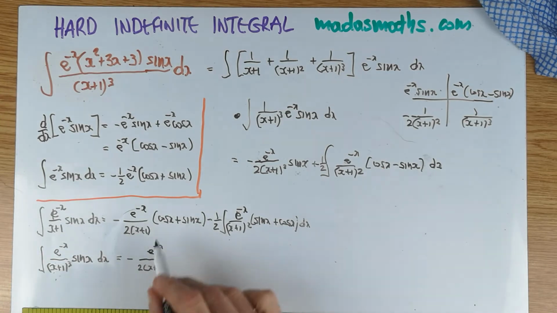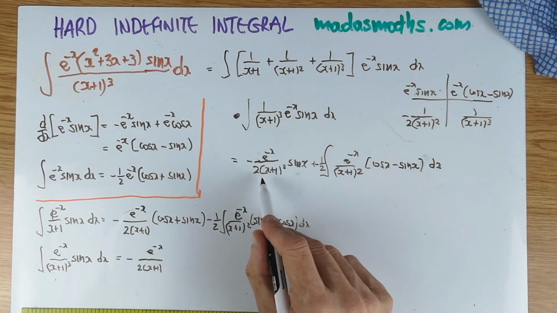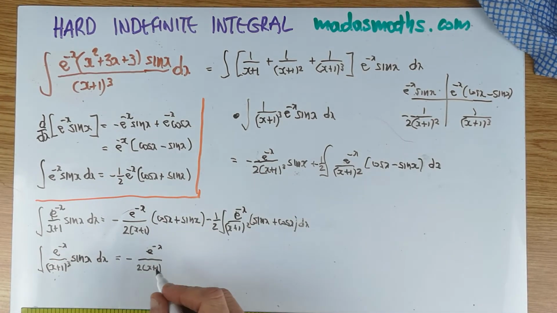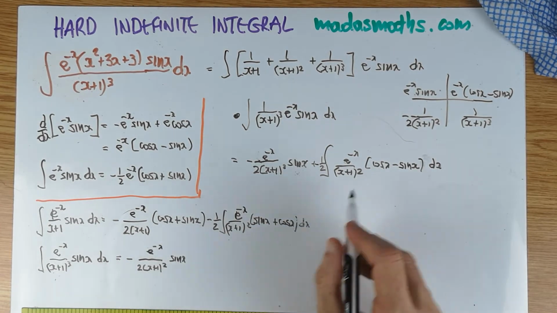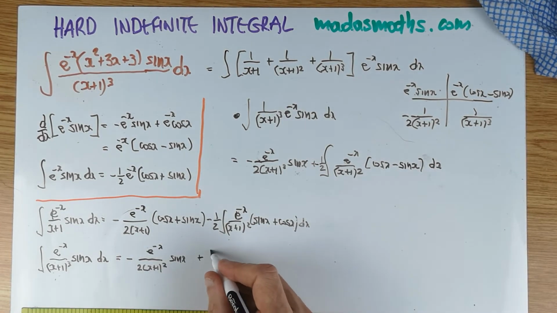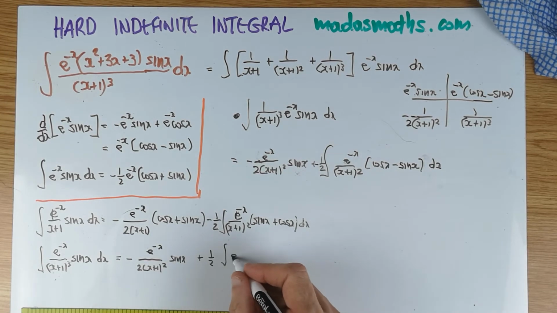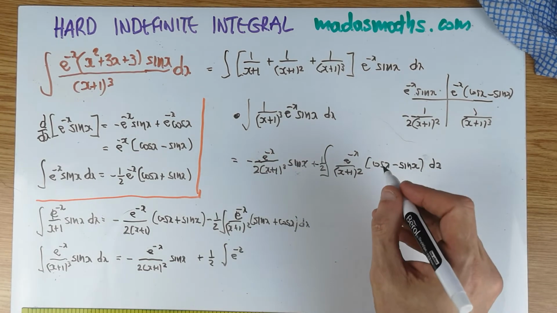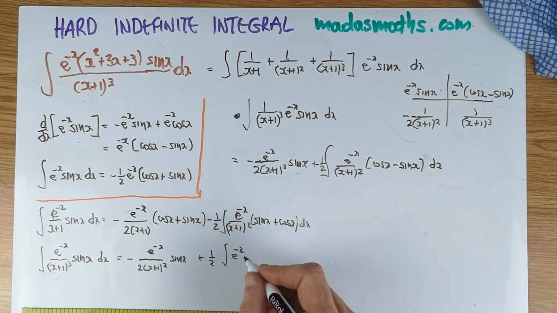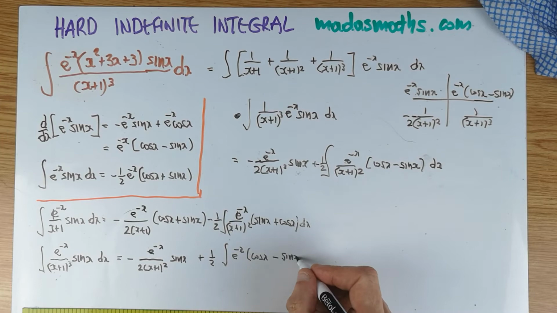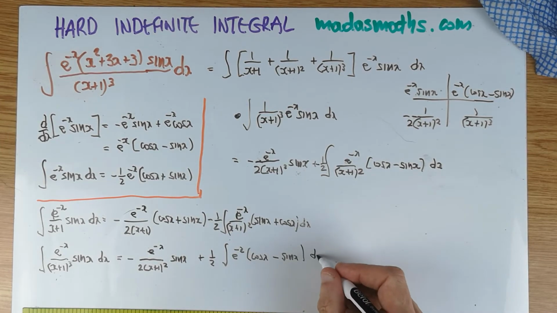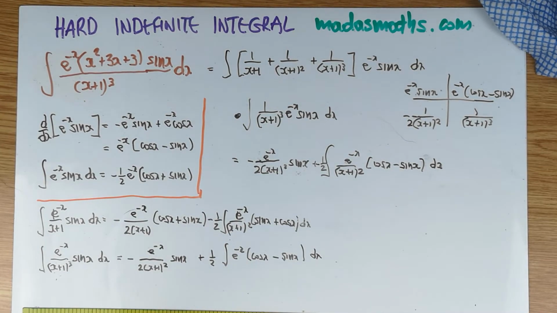So that is, wow, I was copying that line. No, I'm copying this line. Minus e to the minus x. You see, I'm talking and I'm going to say stupid things and I'm going to make a mistake. And then we got the plus a half integral e to the minus x, and then we got cos x minus sin x dx. Okay, so far so good.